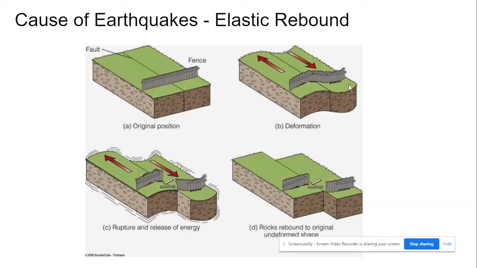Well, elastic rebound is the major cause of earthquakes. Here, we've got a fault running between two chunks of the lithosphere. In their original position, you would see this fence being built across there. No one thinks too much about it. But there's always going to be strain if these two chunks of lithosphere are moving in different directions. It's pushing the two chunks in opposite directions.